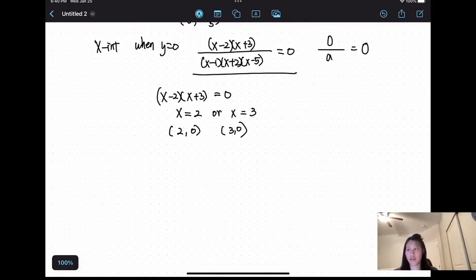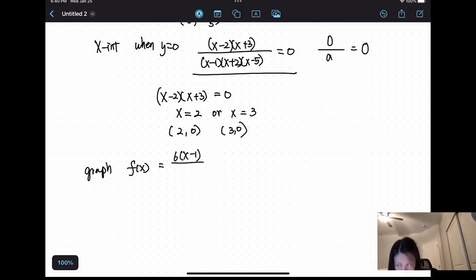Okay, so right now we already learned intercepts and asymptotes. Now let's put this together and see how we graph this function. I want you to graph f(x) = 6(x - 1) / ((x + 2)(x - 3)).